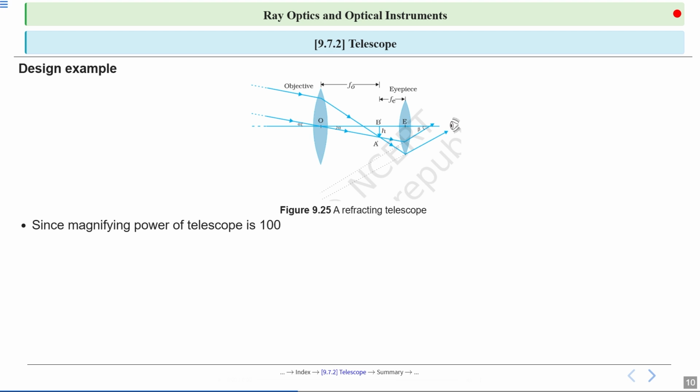Now the magnifying power of this telescope is 100. This means that a telescope can make objects appear 100 times larger than they do to the naked eye. Magnifying power is a critical feature of the telescope as it determines how much detail we can see in the distant objects.